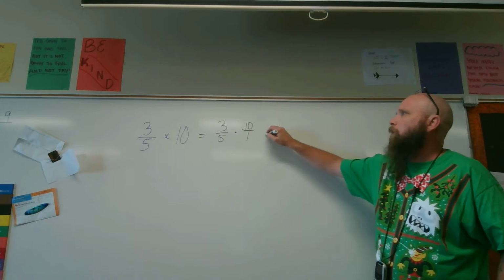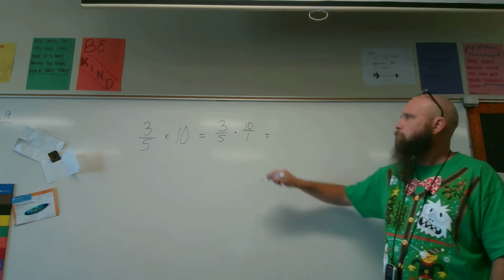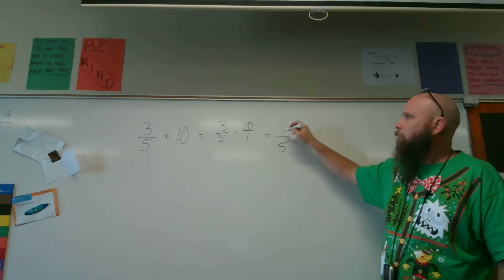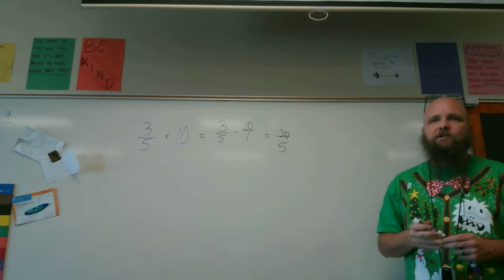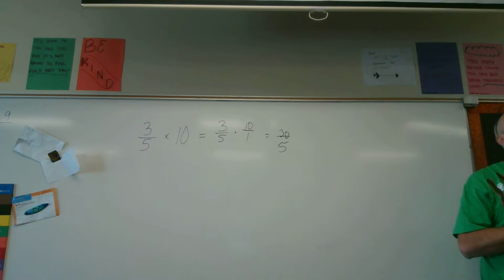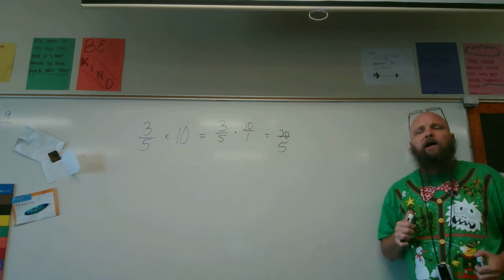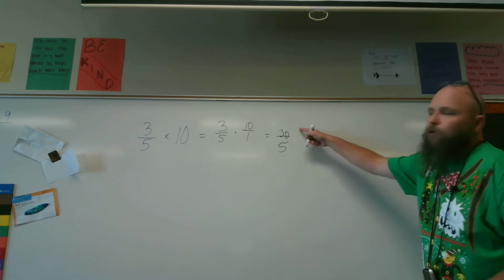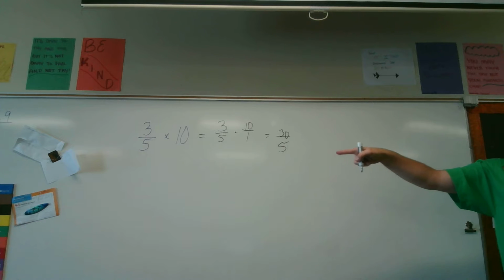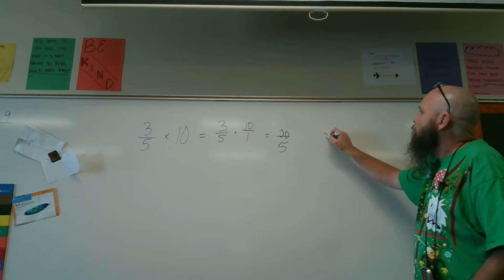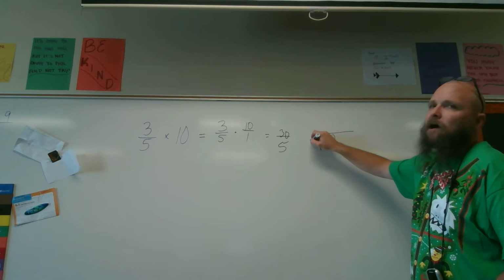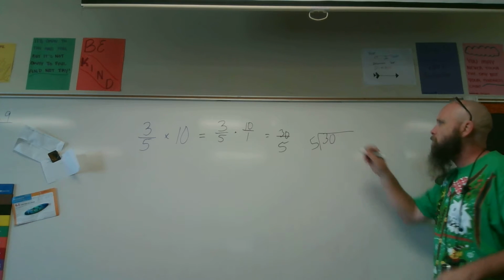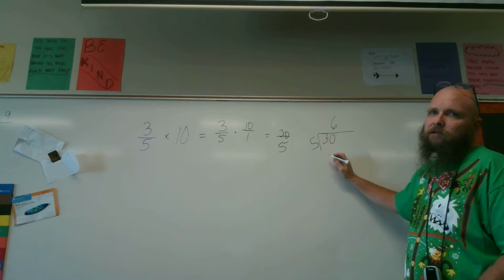numerator times numerator, I get 30, and 5 is my denominator. Good. What kind of fraction is that? Improper fraction. How do I change an improper fraction? Divide. 30 divided by 5. Ethan, I'd really love for you to watch. Nathan, how many times does 5 go into 30? 6 times. 6 times 5 is 30.